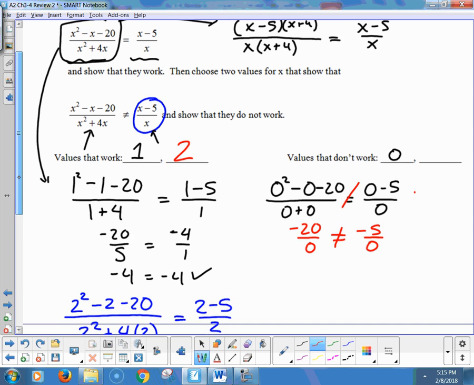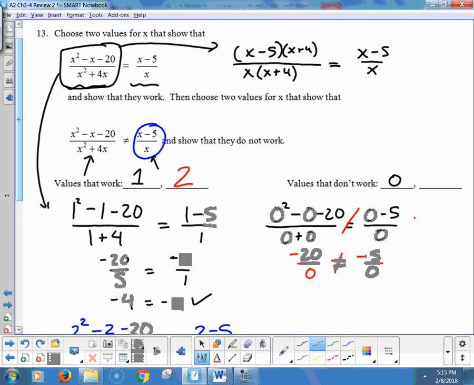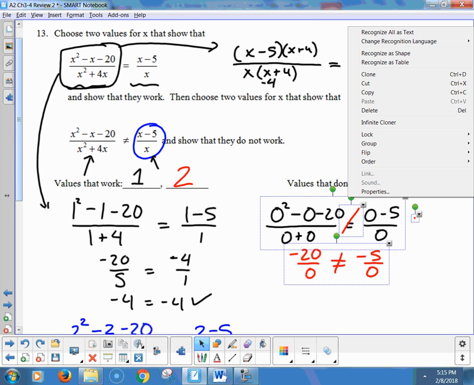What might be another value that x cannot be? And if you were thinking negative 4, you're correct. Negative 4 is another value that x cannot be. Because when we plug negative 4 in for x, let's shrink this thing.